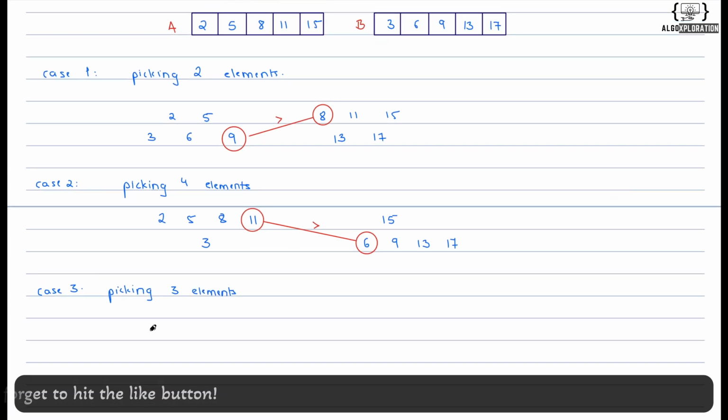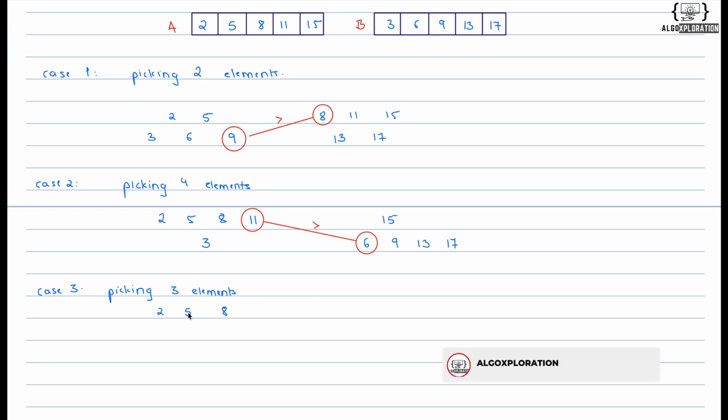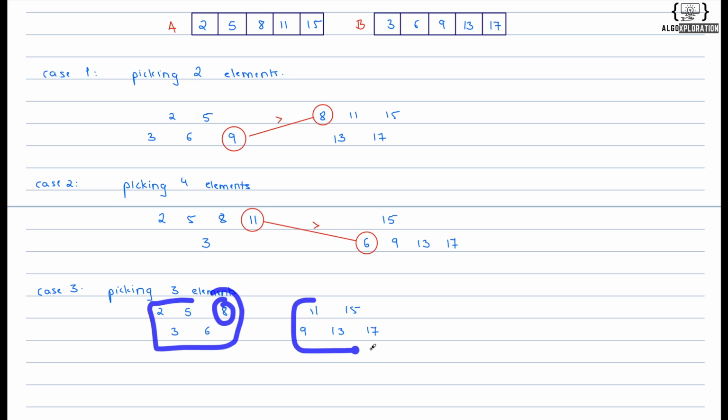If I'm picking only 3 elements, it will be 2, 5, 8. Since I'm picking only 3 elements from array A, 2 elements I need to pick from array B, right? So let's pick 3 and 6. For the remaining section, the elements will be 11 and 15, and from array B it will be 9, 13 and 17. Now if I take a look, the largest among this is 8 and the smallest among this is 9. So here the partition is right.